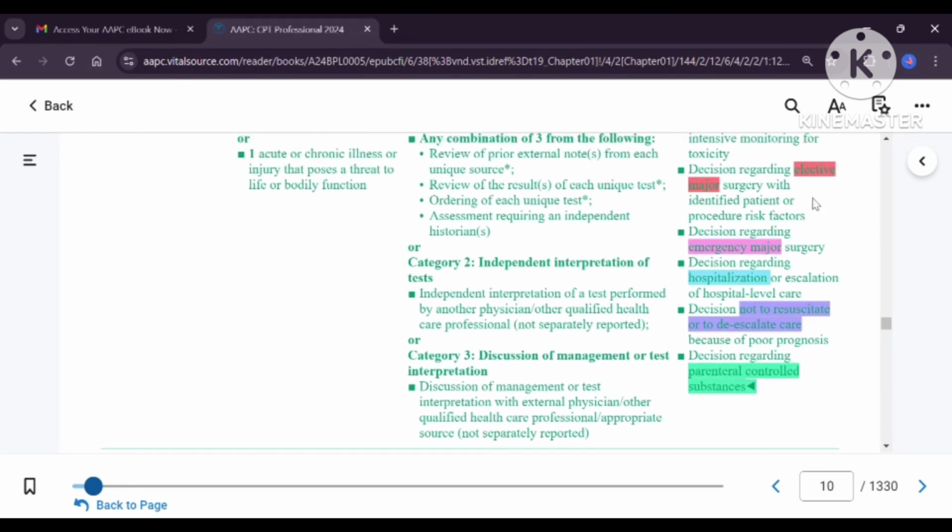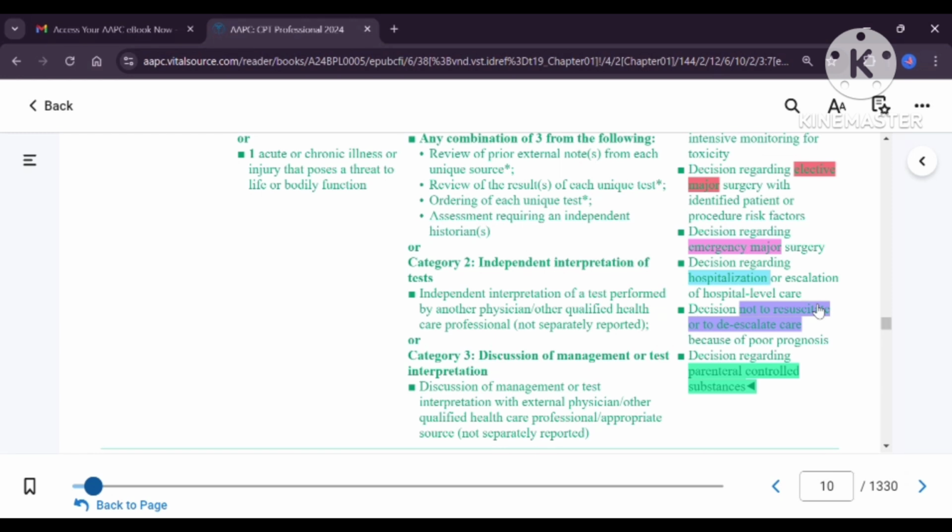Then, decision regarding elective major surgery, but with identified patient or procedure risk factors. The next point is decision regarding emergency major surgery. And the next one is decision regarding hospitalization or escalation of hospital level care. That means the patient has to be immediately admitted to the hospital, or the care should be escalated. Escalated means it should be increased. For example, a patient is just admitted as an inpatient, but later, due to the severity of the disease, the patient has to be shifted to an ICU or a critical care unit. Then again, the level of MDM will be considered as high.